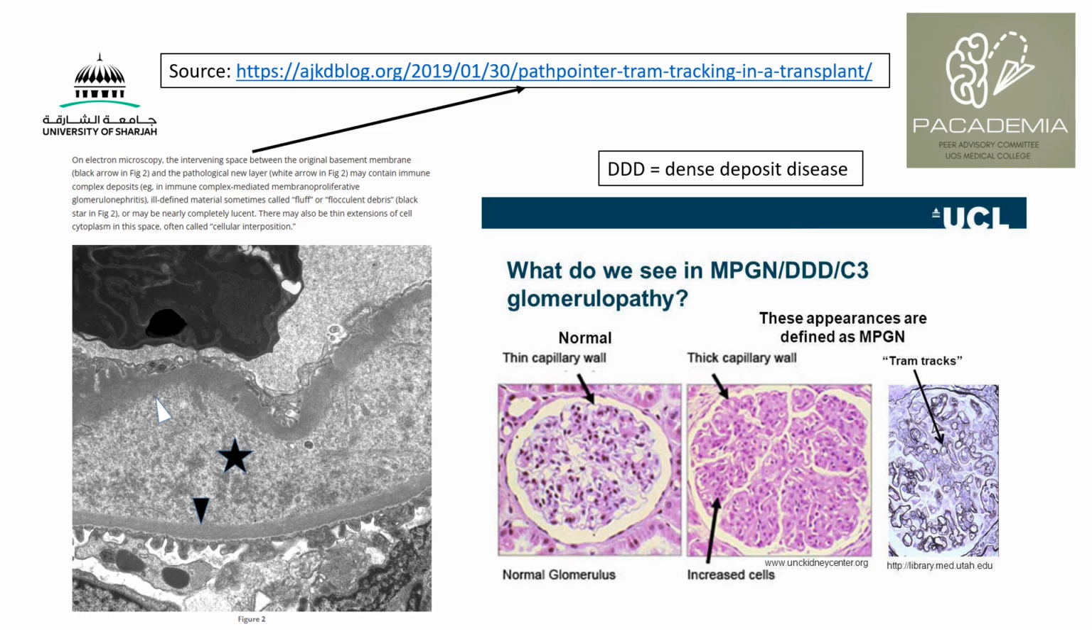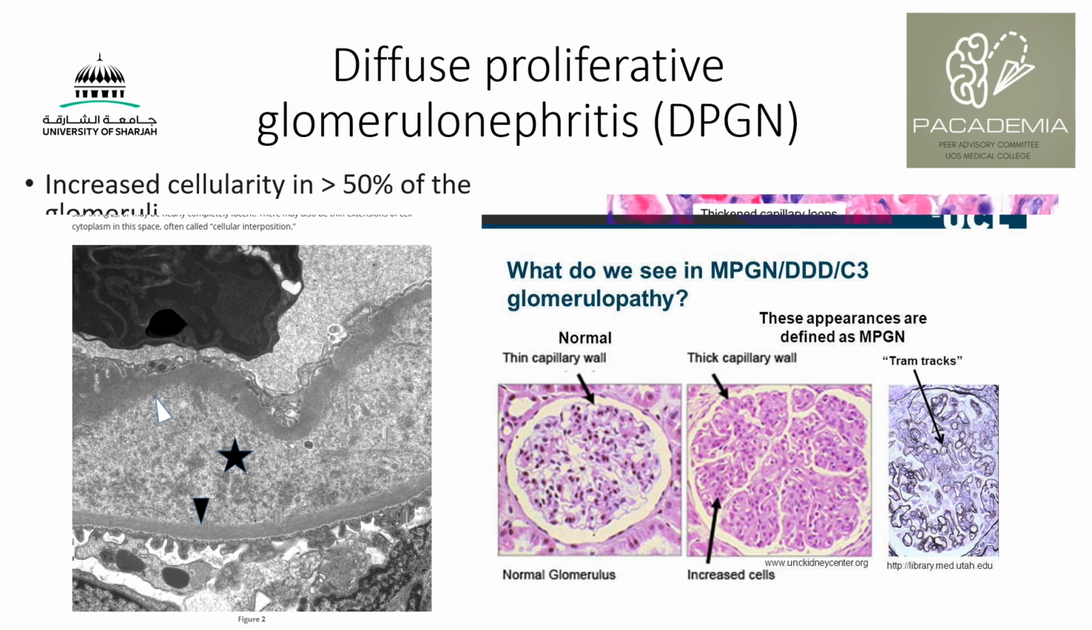Here you can also see the tram-track appearance. I hope it's clear. Also here you can see this layer and all these immune complex deposits, such as are present in proliferative glomerulonephritis. So you can see that there's this gap here and there's the splitting of the glomerular basement membrane. Okay, so look for that under microscopy.